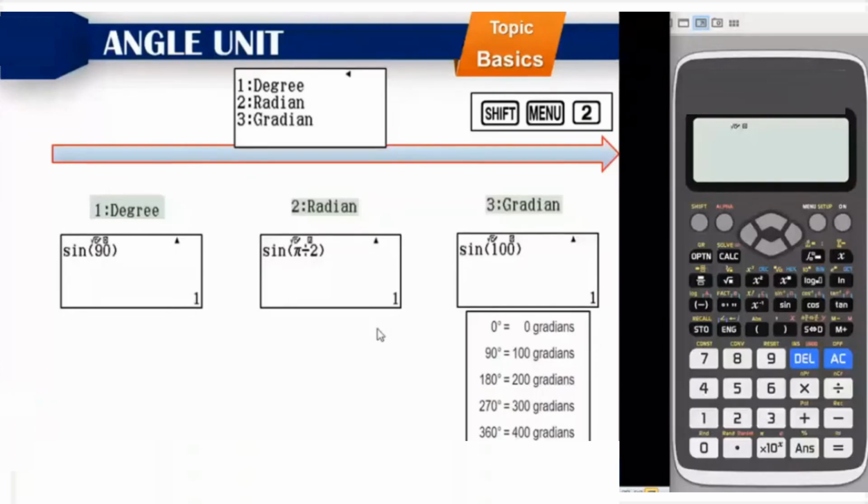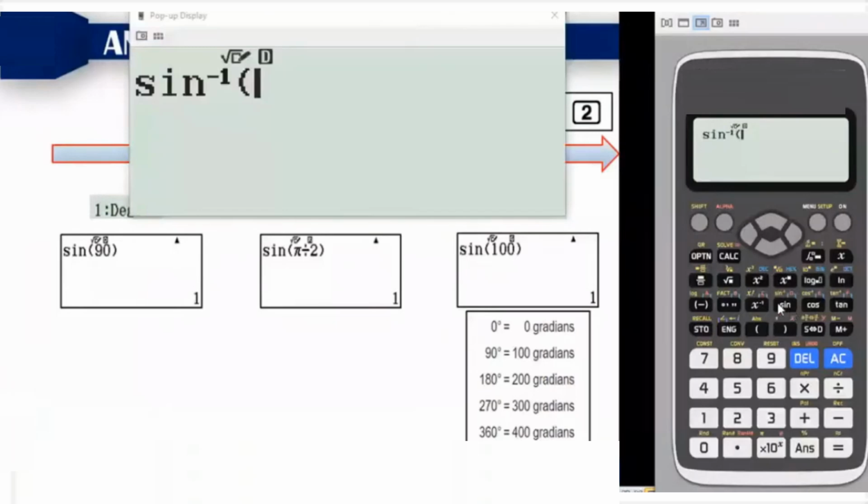Other than that, this is sine. I hope you are following my cursor of the mouse. This is sine, this is cos, this is tan. These are the three trigonometric functions. If I want their inverse, I will have to press shift and sine. It is sine inverse. I'll press shift and cos, this is cos inverse. I'll press shift and tan, this is tan inverse. So these are my trigonometric functions that are also available in the calculator.